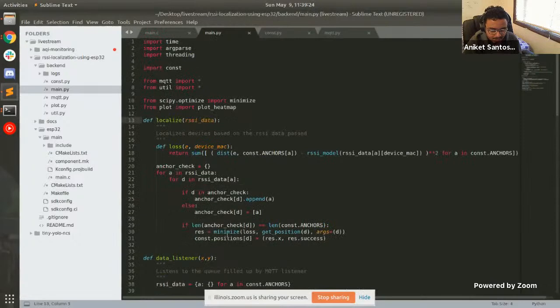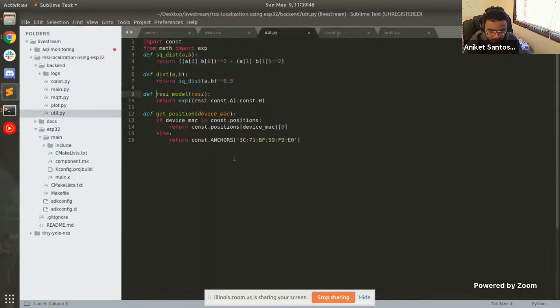So basically, we want to estimate the distance for a particular device MAC address. The loss function we define is the difference between the actual distance to the anchors and the predicted distance from the RSSI model.